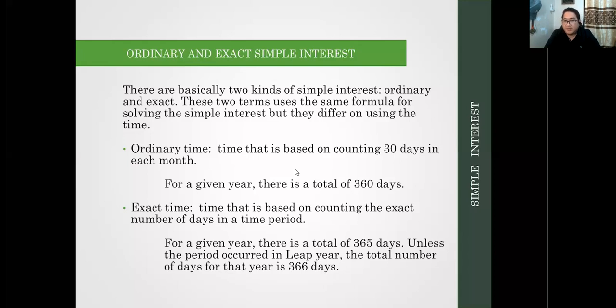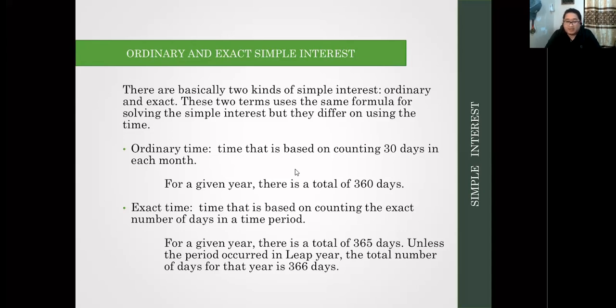Kapag sinabi natin ordinary simple interest yung pinag-uusapan, ang counting natin 30 days lang each month. So kahit February, although 28 or 29 lang siya depende sa year, kung leap year siya, 30 days yung assumption natin sa kanya. Okay? So lahat ng months natin is 30 days. So for a given year, there's total of 360 days or 30 times 12. Kaya naging 360.